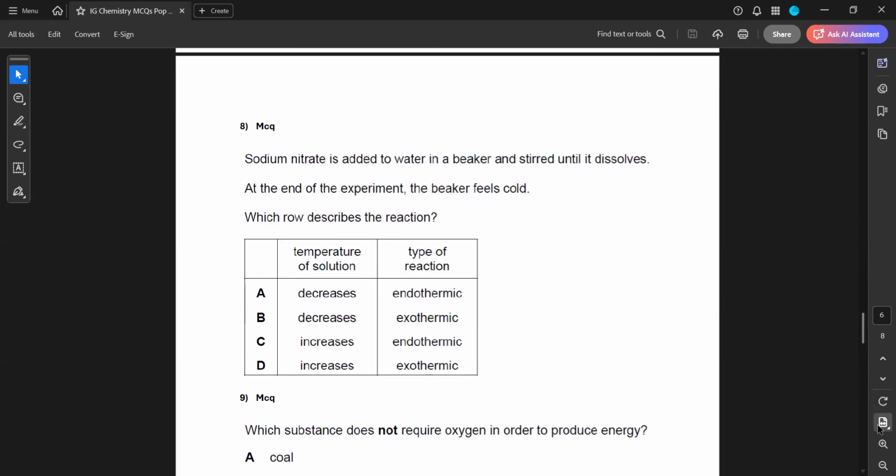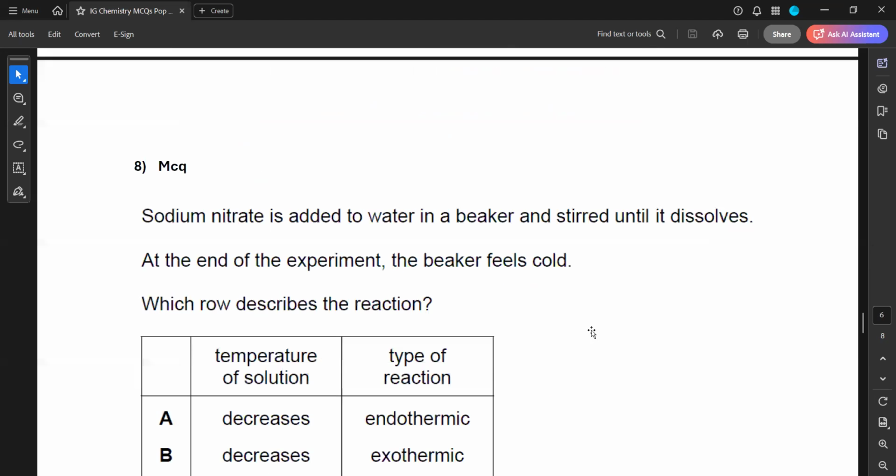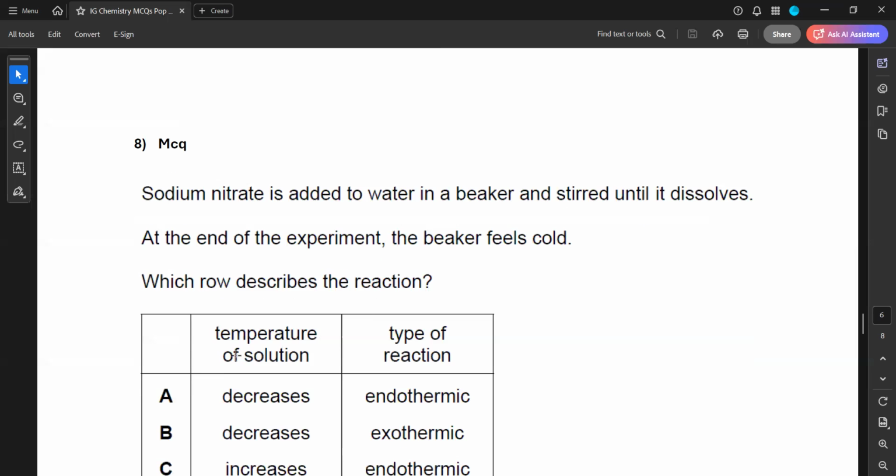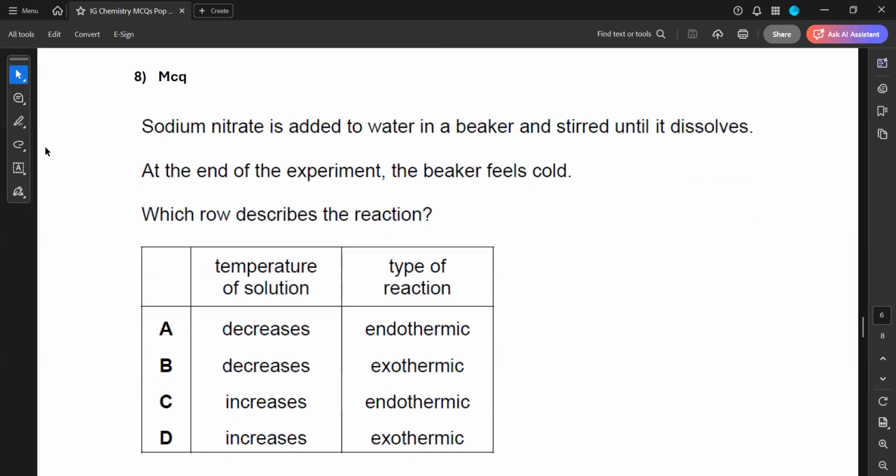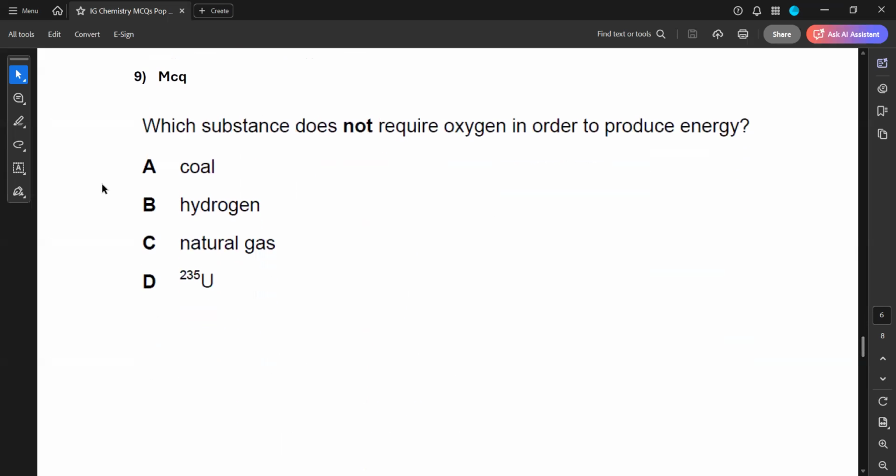Question 8. Any doubts? The correct answer for this one is A. So in an endothermic reaction, the temperature will decrease, whereas in an exothermic reaction, the temperature will increase. Which substance does not require oxygen? It does not require oxygen to produce the energy. So uranium, because we don't burn uranium, nuclear fission causes a breakdown of a heavy nucleus into lighter ones.